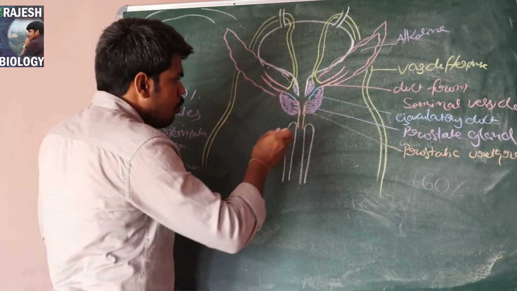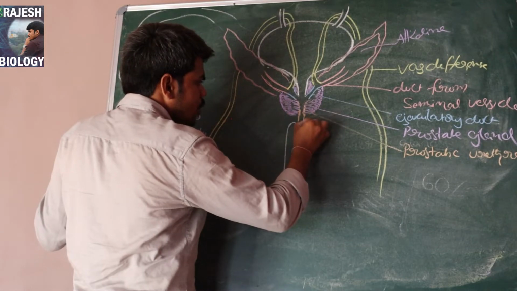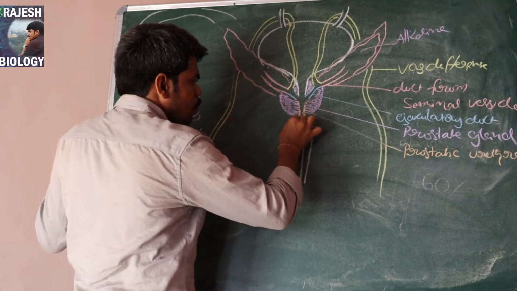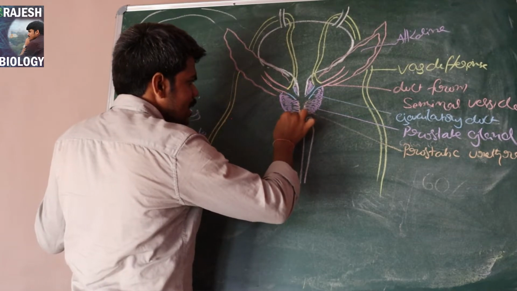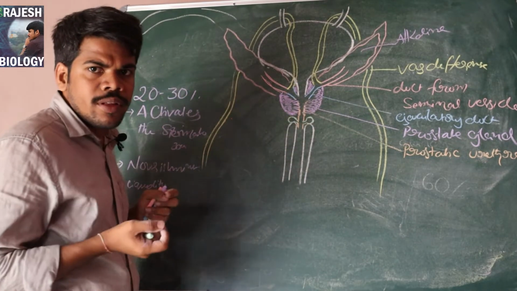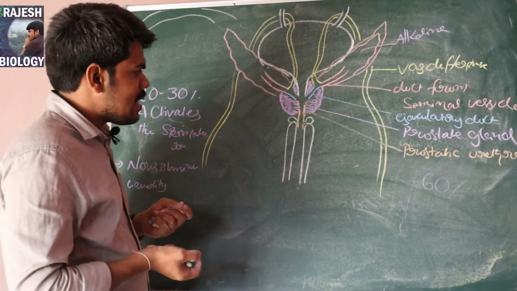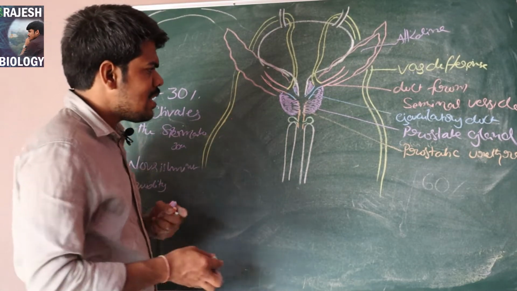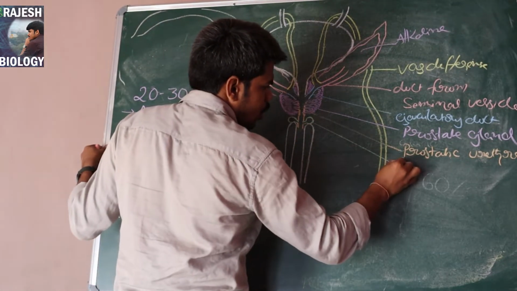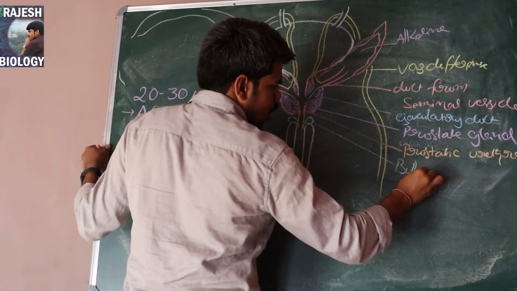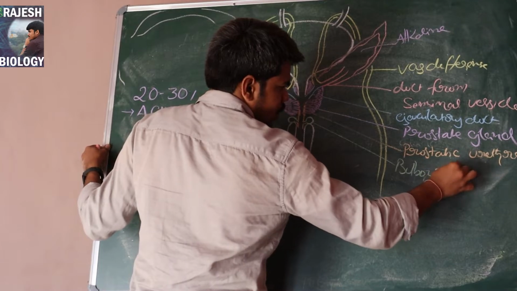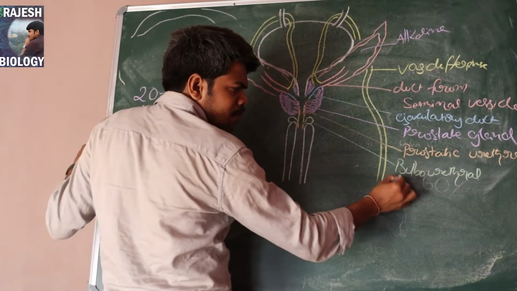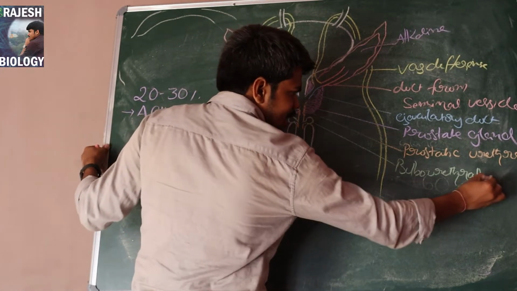there is a pair of bulb-like glands present. They are called bulbourethral glands. They look like small bulbs. Bulbourethral glands secrete bulbourethral secretion. Bulbourethral glands are also called Cowper's glands. Why is it urethral? They open into the urethra and they look like a bulb.